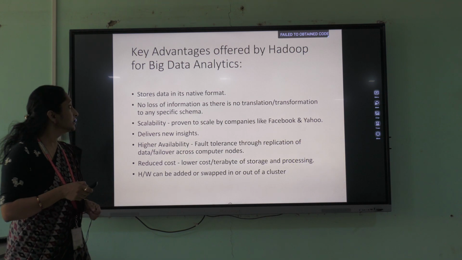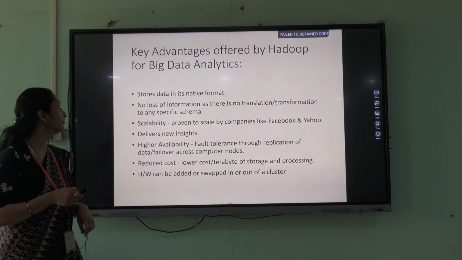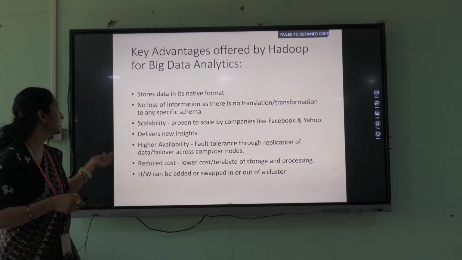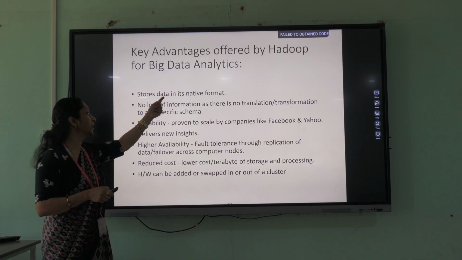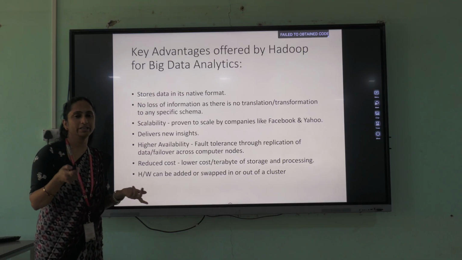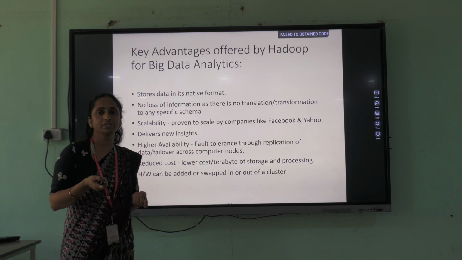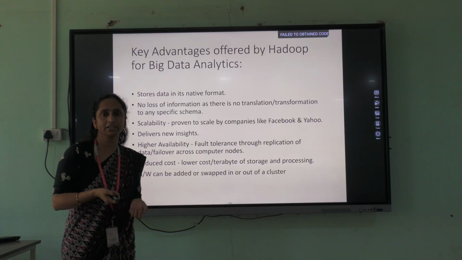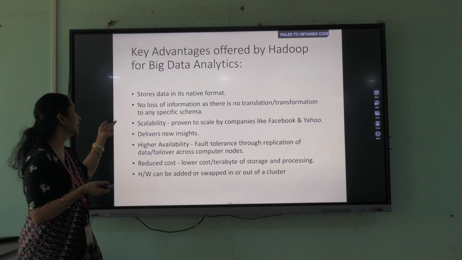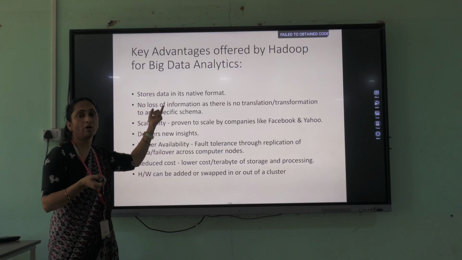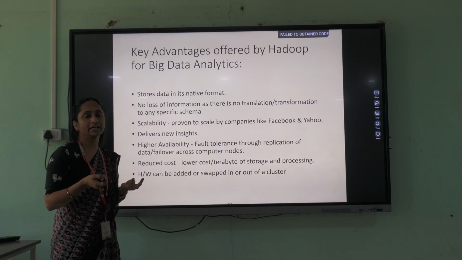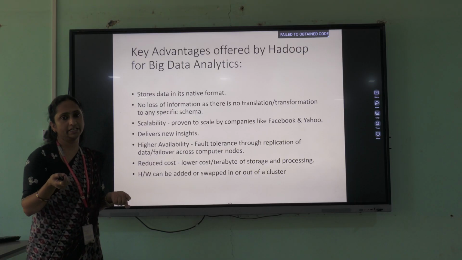So key advantages offered by Hadoop for big data analytics. The first one, stores data in its native format. So meaning we are getting so many sources for data. We are taking data from so many sources. That means structured data we can take, unstructured and semi-structured data will be there.